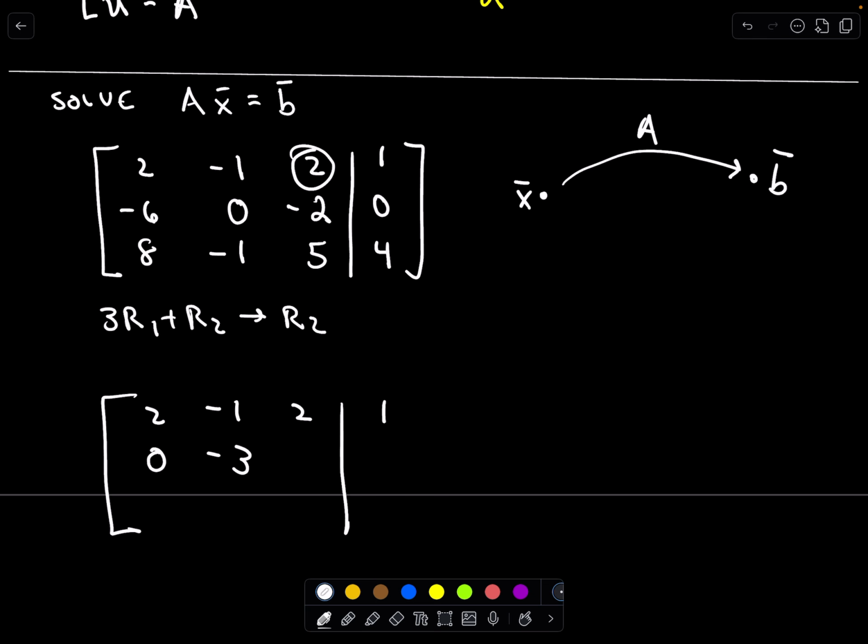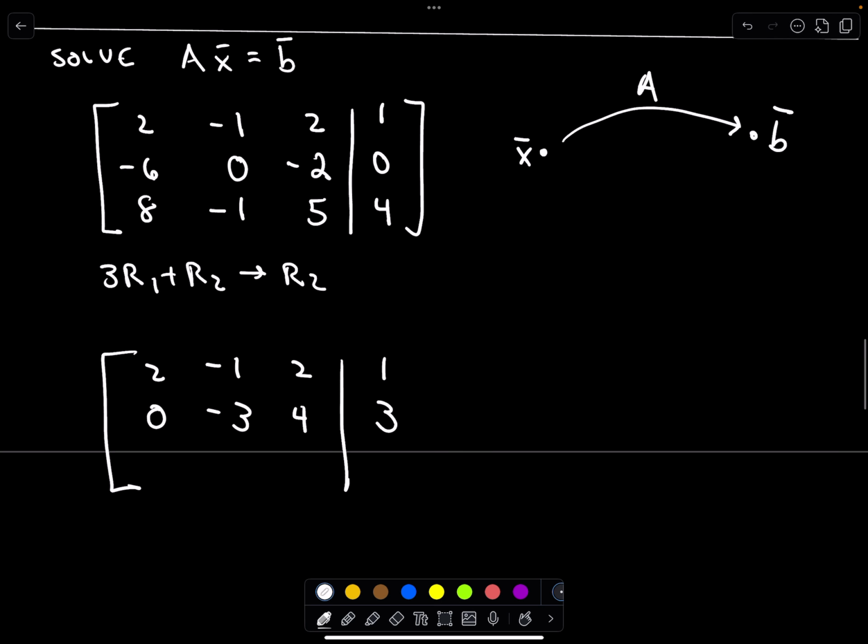3 times 2 is 6. 6 minus 2 is 4. And now 3 times 1 plus 0, that's going to be 3. Okay, so likewise, I could take negative 4 times the first row and add to that the third row to get my new third row.